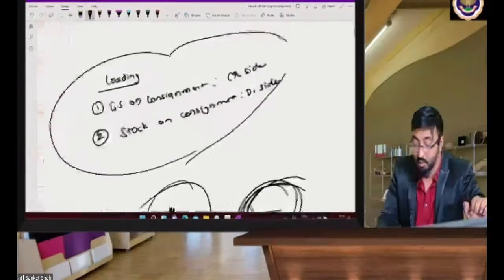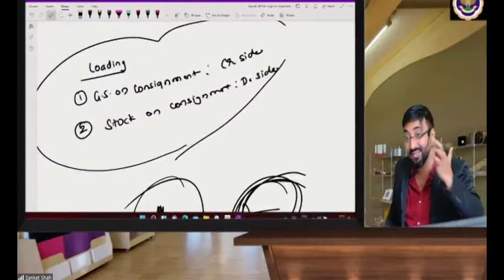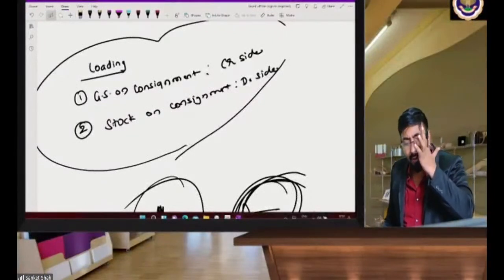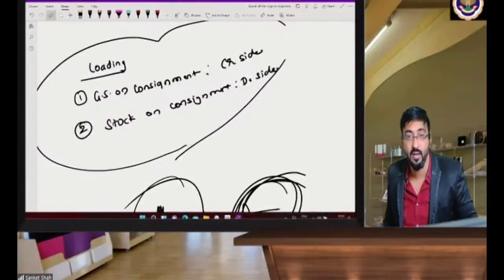Okay, so please note this down: loading, where to cancel this. Below this problem, by red pen, you can write it: loading calculation.